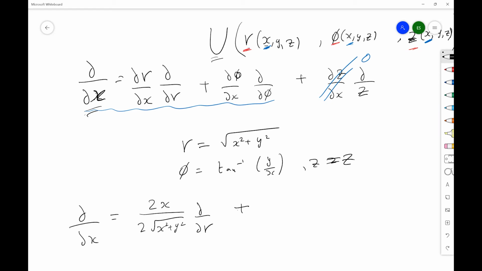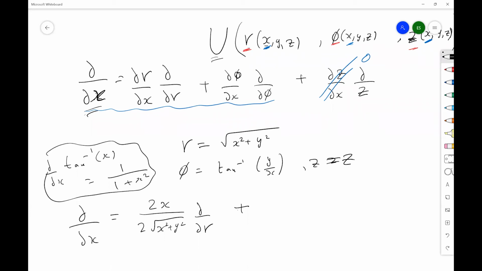plus tan inverse. If you don't know how to differentiate tan inverse, it's, this is just a review from calculus, when you differentiate it, it's just 1 over 1 plus X squared. You might have studied this in calculus. I won't go through that, but you can go review calculus. But this is going to be 1 over 1 plus Y squared over X squared, and then minus Y over X squared. I'm differentiating Y over X. So this is differentiation with respect to X.